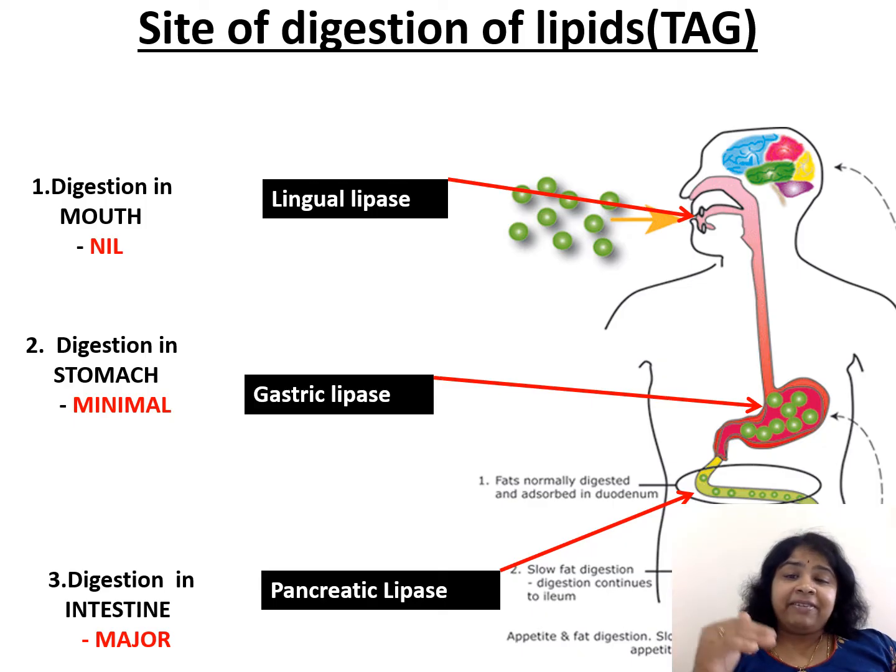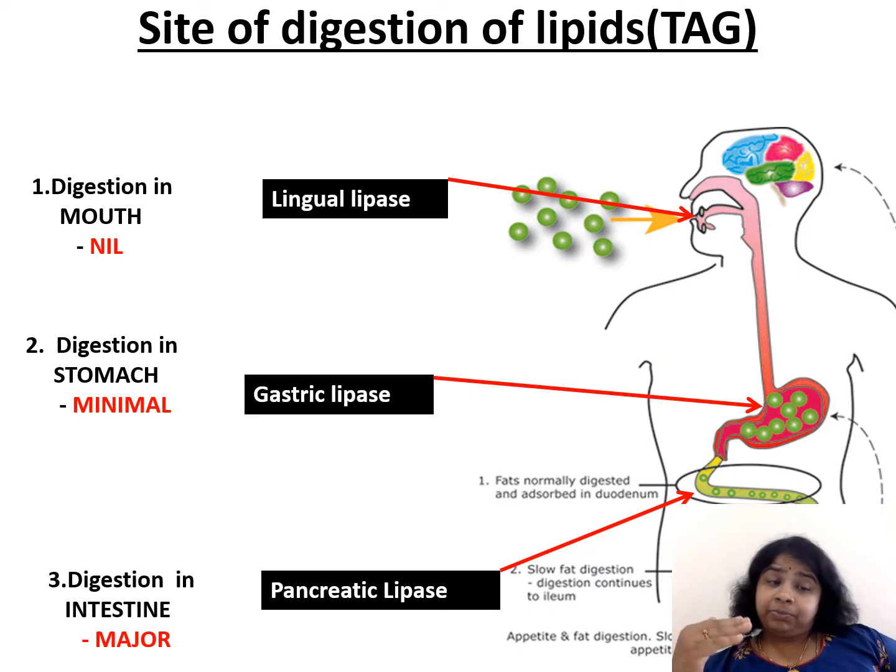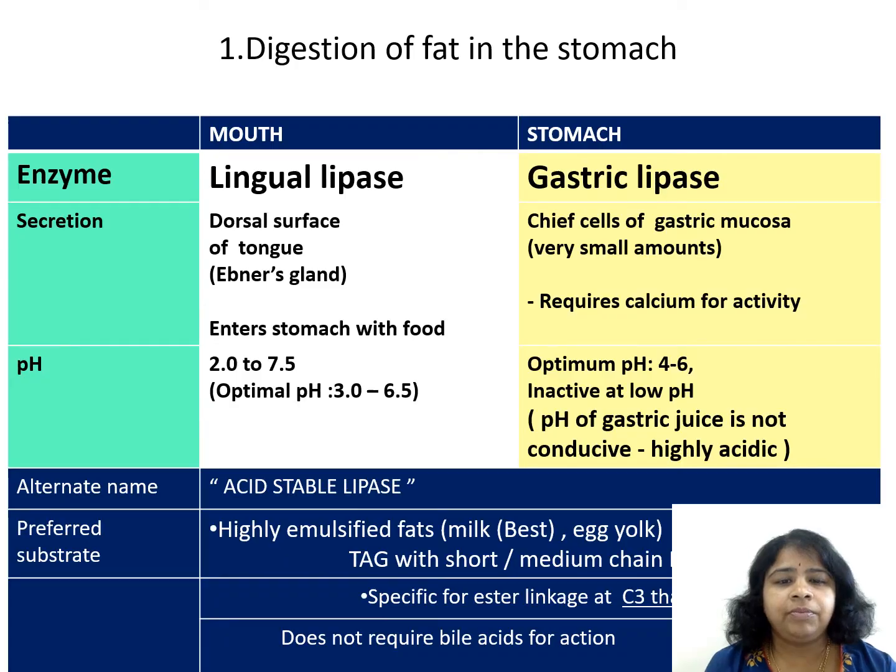Next we look at digestion that's happening in the stomach by gastric lipase, and then we look at what is happening in the intestine. That is the major part of the digestion and absorption. So coming to digestion of fats.